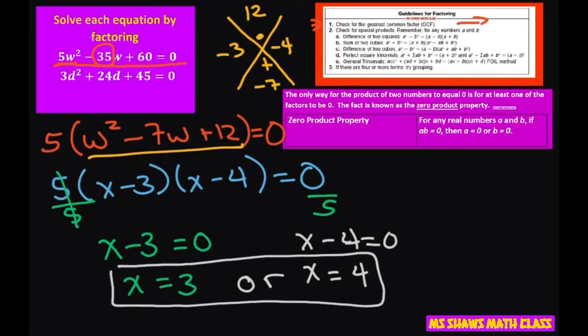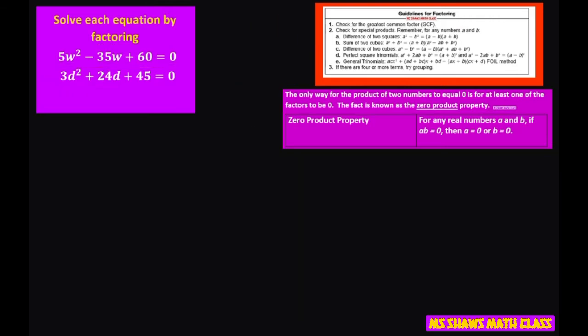Now we're going to do the same procedure for the second one. So if you'd like to pause the video and try to do it, the first thing you are going to do is check for your greatest common factor here and divide each of these terms by 3 and then see if you can factor it. You can pause and try to do that.